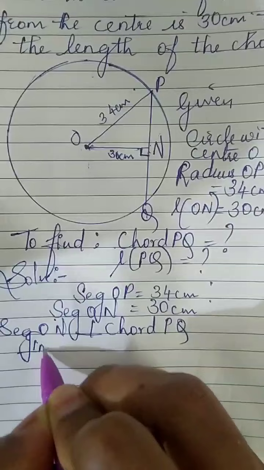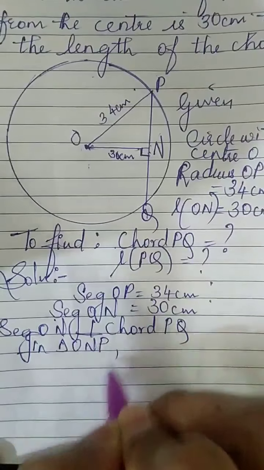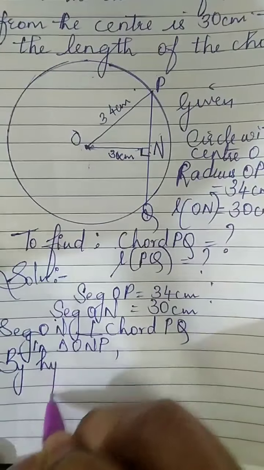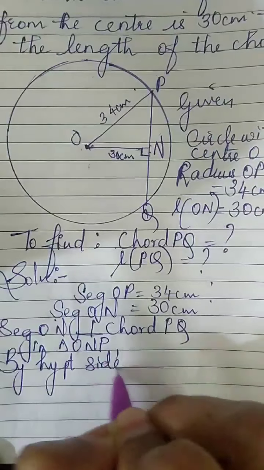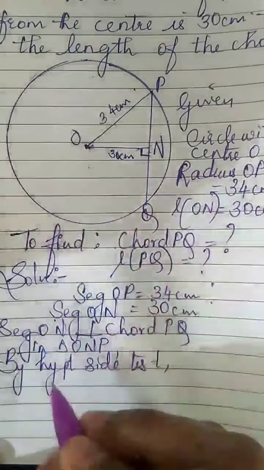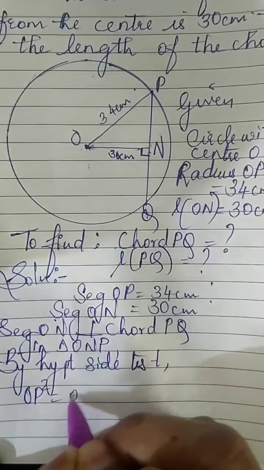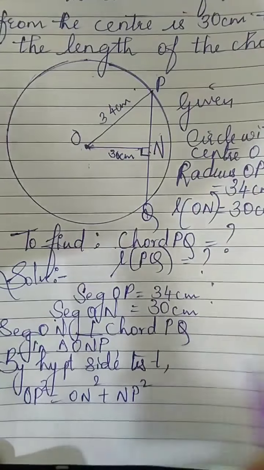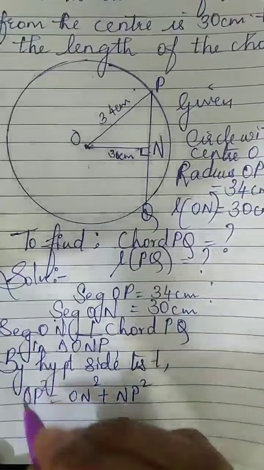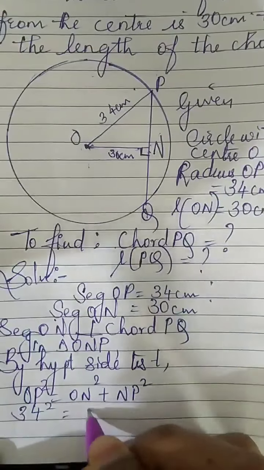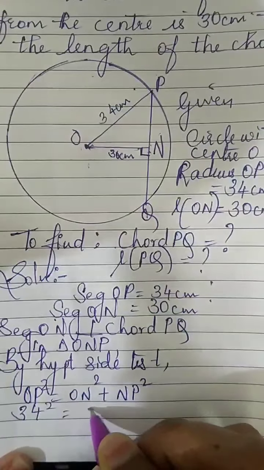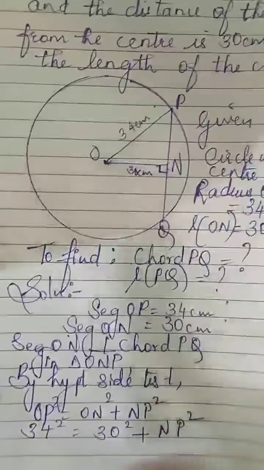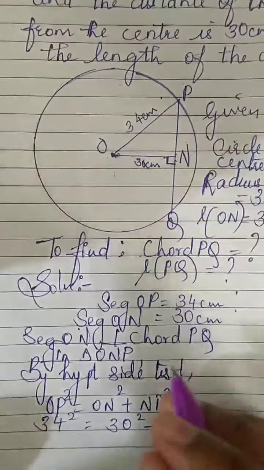So we will write in triangle ONP by hypotenuse side test. Hypotenuse side test. What is it? By hypotenuse side test, OP square is equal to ON square plus NP square. Do you know OP? Yes, you know OP as 34 square is equal to ON is 30 square plus NP, we don't know. Okay. Now this calculation you can do anyhow, but what I like to do is like this.